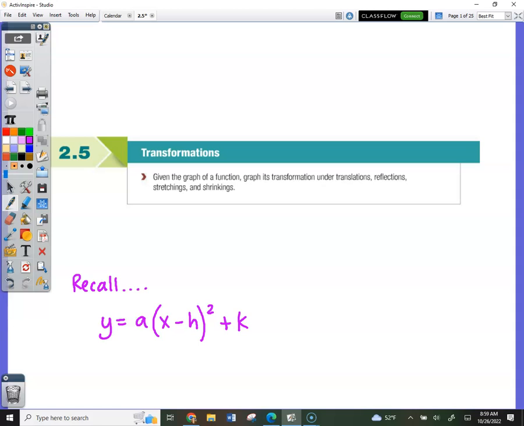The college level aspect of it is we're learning it with more functions, more types. We're also going to have, it's really hard to squeeze it in right here, a B in front of the X now, which is going to control an additional type of stretch or shrink that you probably never discussed with quadratics. So that's the game plan.